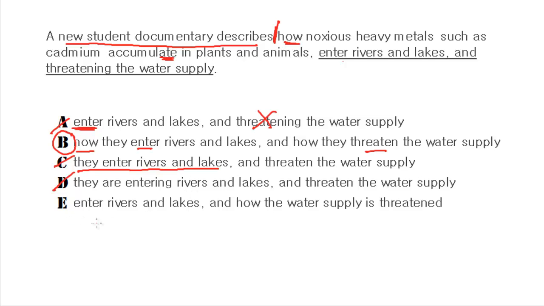What about E? Enter rivers and lakes and how the water supply is threatened. So obviously, this one is how, and this one is enter, just like answer, what was it? Was it A? A was that way? So we can't have E either. So the correct answer is B, and you really have to just go through all of them and eliminate the things that are not parallel, right? So it may not have been immediate at first because it starts with how, and maybe they just wanted 3 verbs after how, but it wasn't the case at all, right?